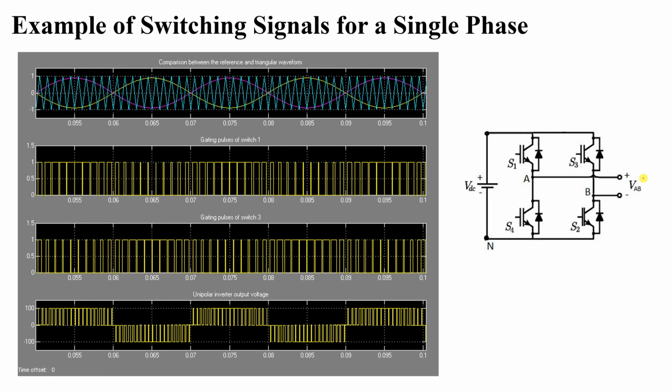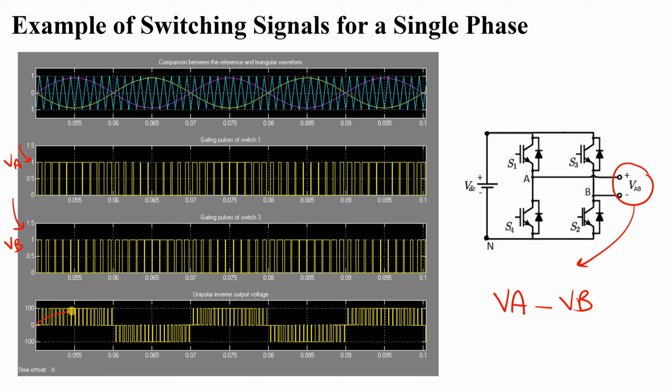The output voltage which we are looking for is VAB, which is VA minus VB, the line to line voltage. So we have these switches minus these switches, because this represents VA and this represents VB. By subtracting these two together, you will have this final waveform, which is more clear for you now. This is a sine wave, but in the form of pulses.